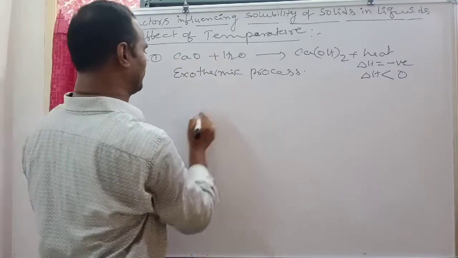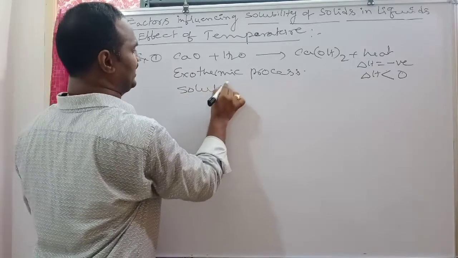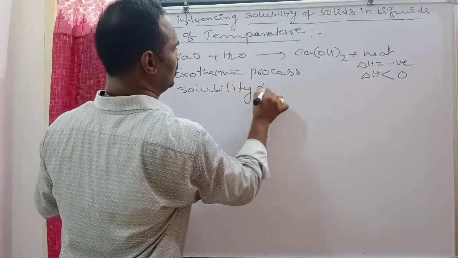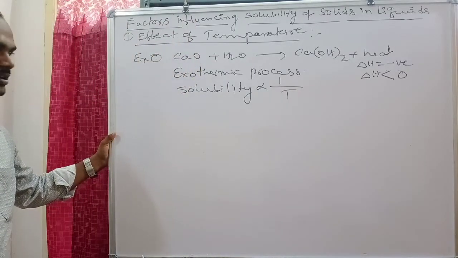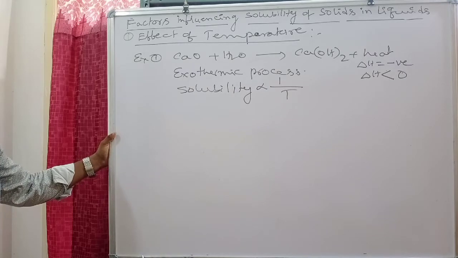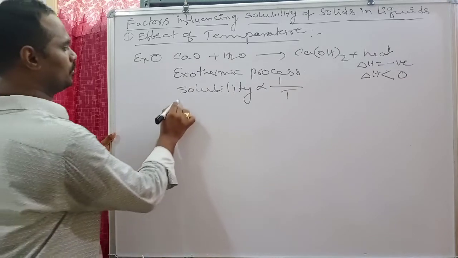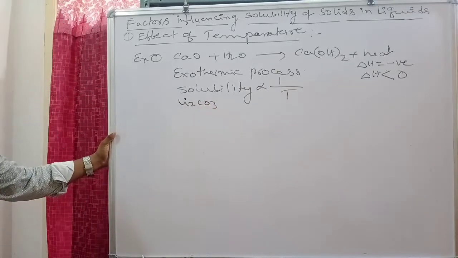In an exothermic process, solubility is inversely proportional to temperature. With rising temperature, solubility decreases. Okay, one more example, lithium carbonate, Li2CO3. Its dissolution is an exothermic process.